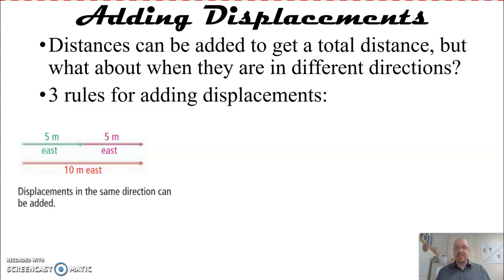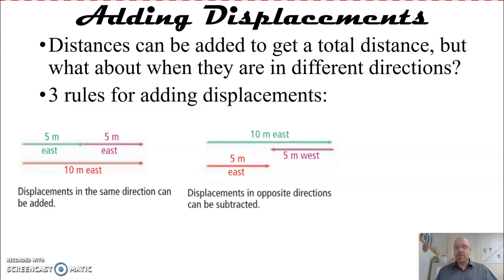So displacements in the same direction are added. Obviously, if I went 5 meters east, took a break, and then took another 5 meters east, I add those distances up to make my displacement 10 meters east, okay? And notice that is a distance and direction. So be very careful when you're doing displacements that you have distance and direction. That's part of the definition. Okay? If there are displacements in the opposite direction, you subtract them.